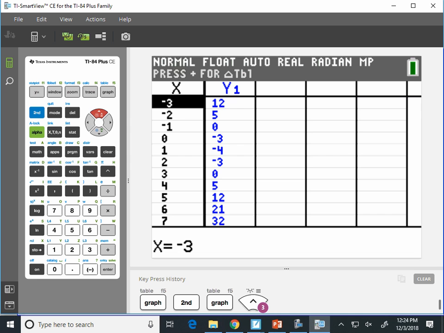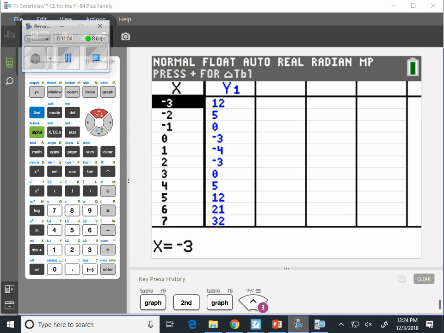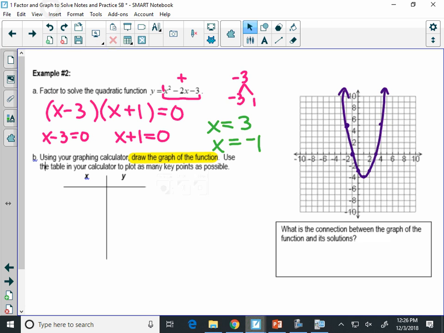Did you use a negative sign instead of a minus sign? Probably. I'm going to pause this for a minute. We should have a graph like this on our paper.